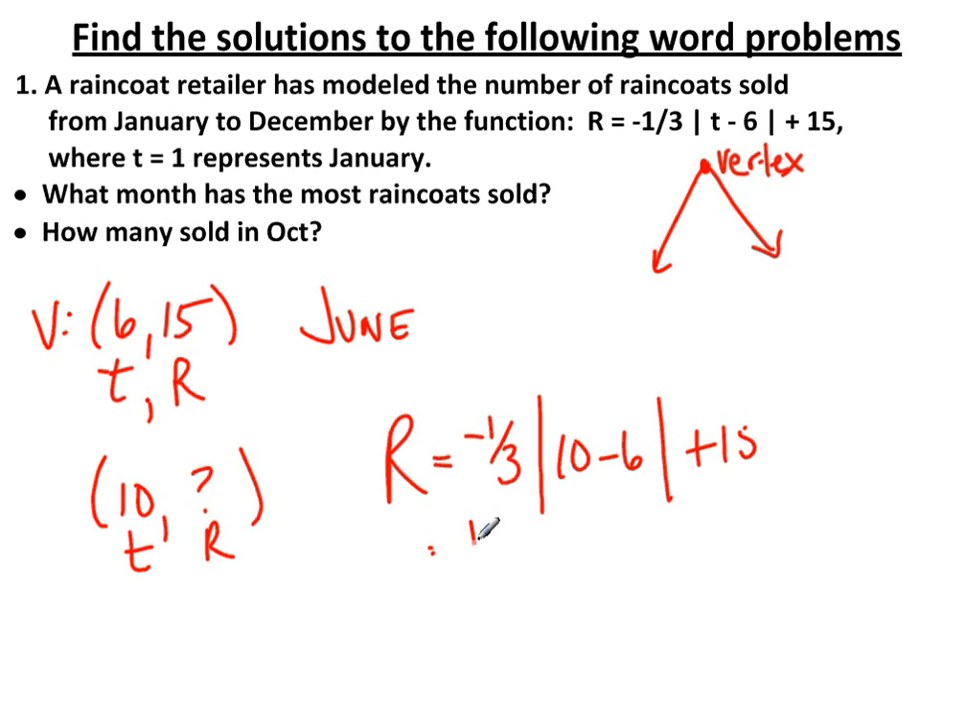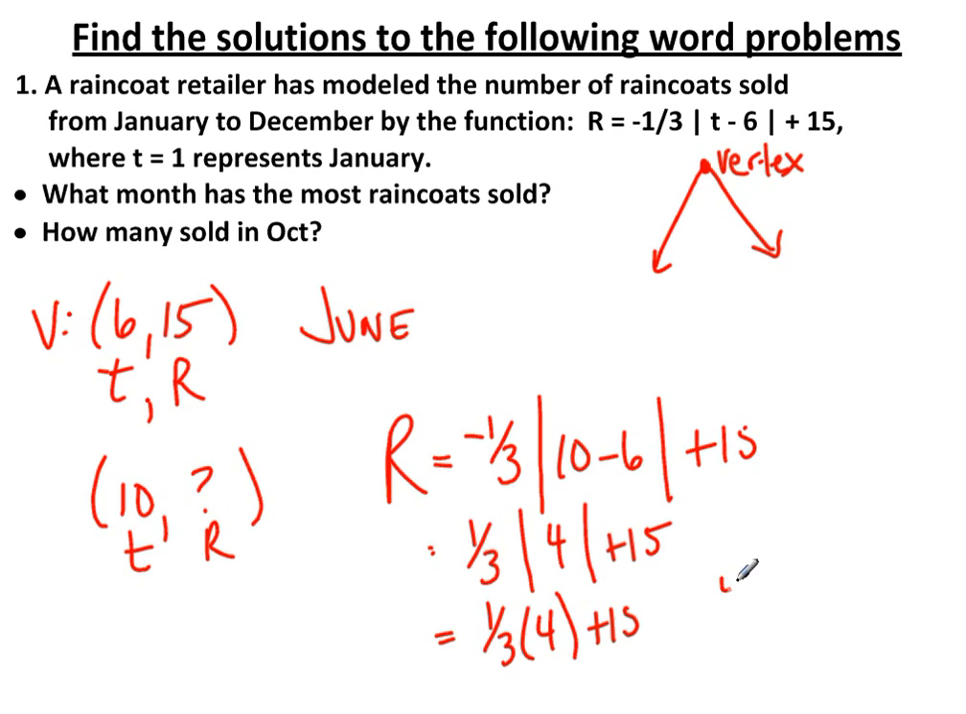I'm just going to do a little bit of algebra. -1/3 times 10 minus 6 is 4, plus 15. So 1/3, absolute value of 4 is 4. So I'm going to get 1/3 times 4, which is 4/3 plus 15. Well, that seems kind of weird because this is 1 1/3. So this is 16 1/3.